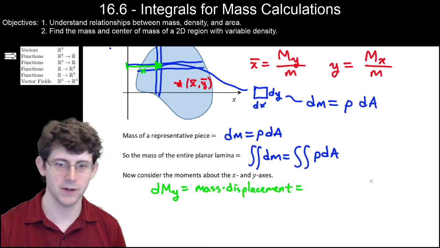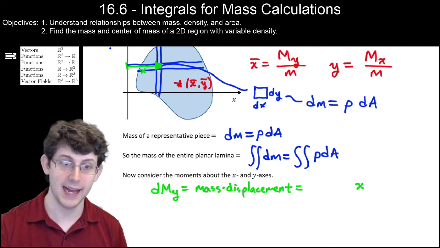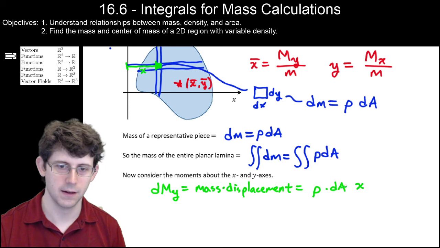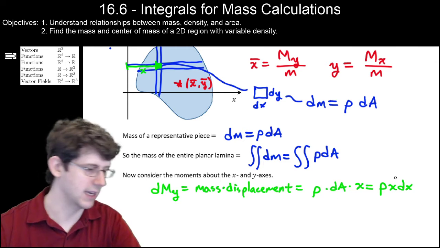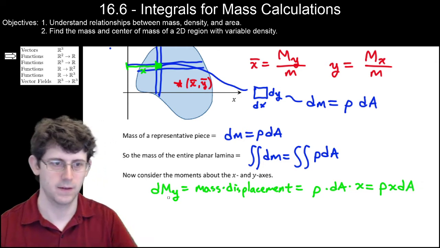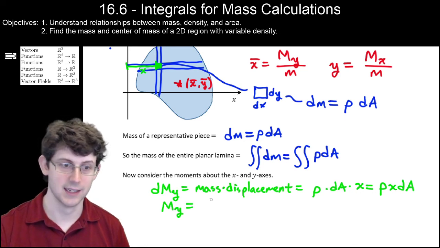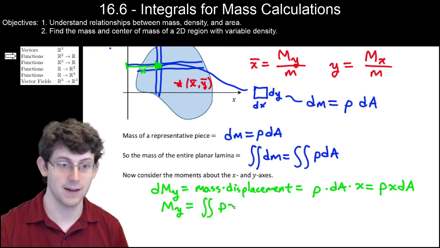Its displacement, though, is x. Its mass is density times area. So it's rho x dx. Oops, rho x dA. That means that I can find the moment about the y-axis by just integrating this, and it's a double integral because I have dA.